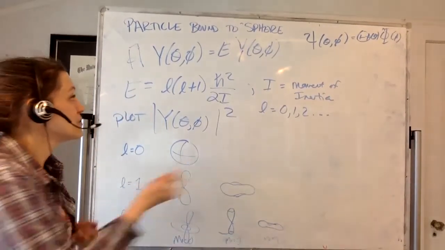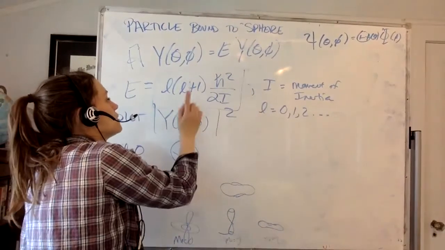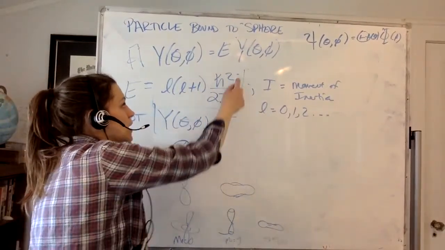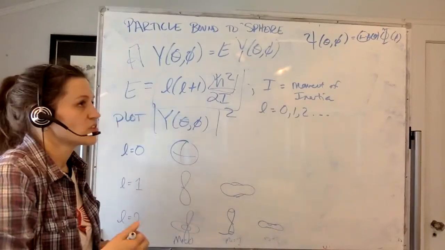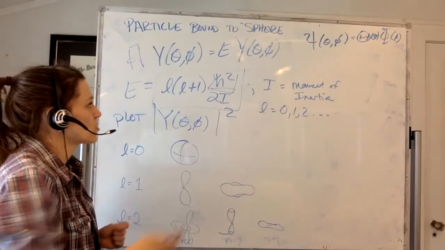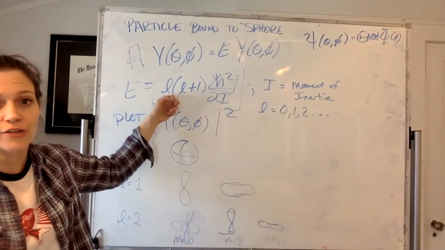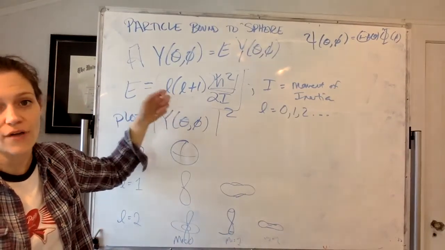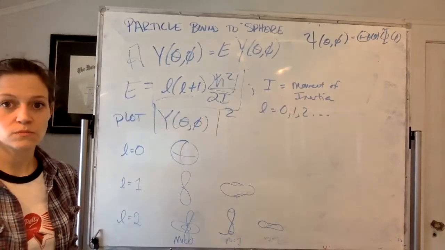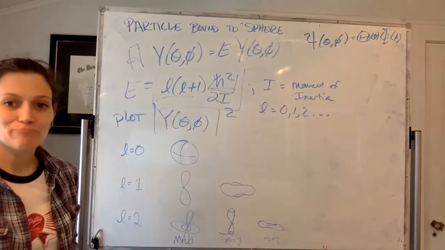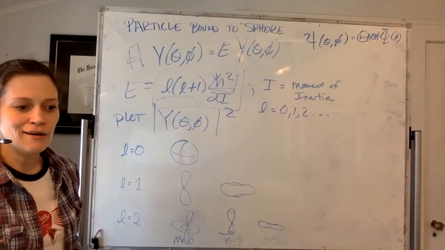L times L plus 1, h bar squared over 2I. h bar squared, just because that's the quantum of action. And then we've got L and L plus 1. So there's our quantization of our energy states in terms of angular momentum. Cool. Okay, particle on a sphere, check.